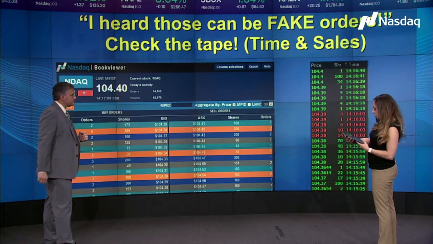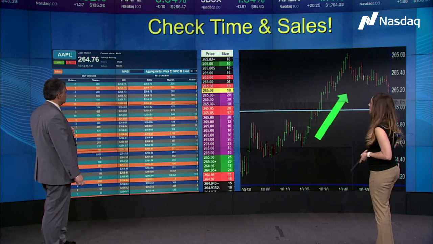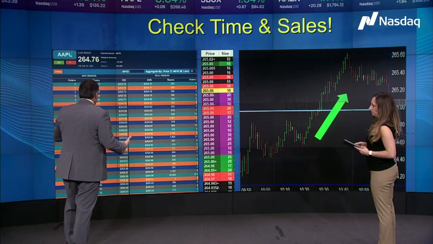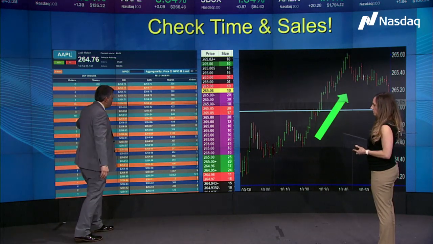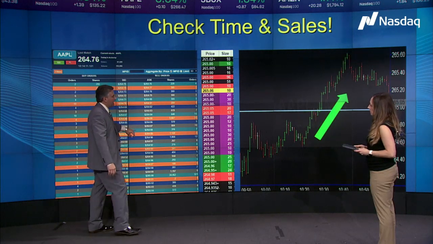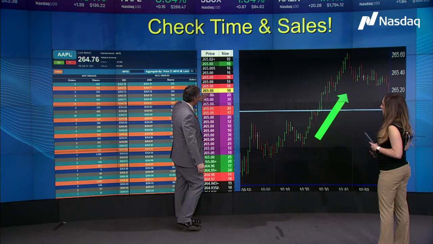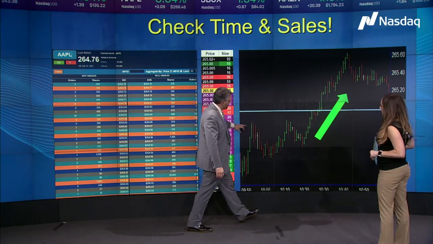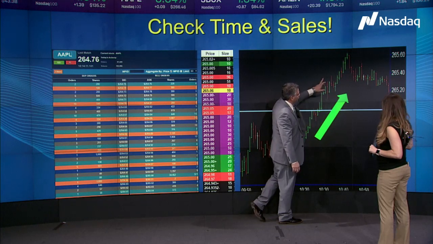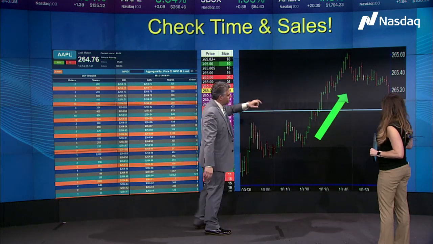All right, let's go to our last chart here, again looking at Apple for time and sales. So once again, you're looking at the stock and you want to justify, how do you know the stock is going up? How do you know that seller got done? Remember, we saw a big seller out there. Well, look over here. Look at all the transactions. Boom, boom, boom, boom, boom. And that's why Apple just literally took off and went from 264 to 260.